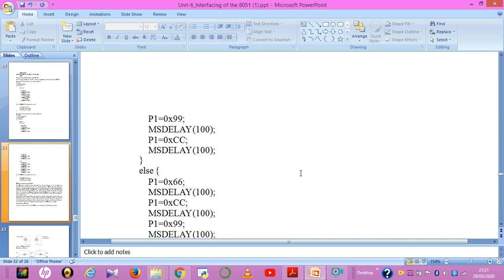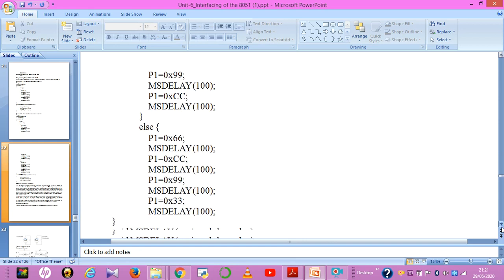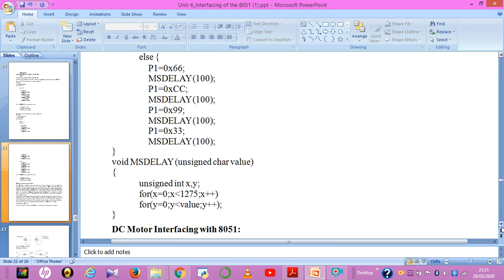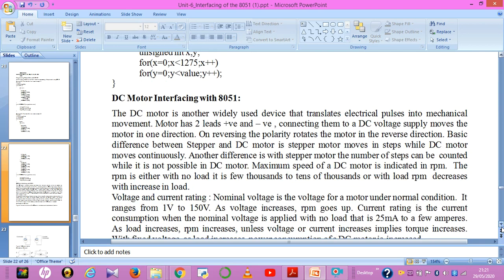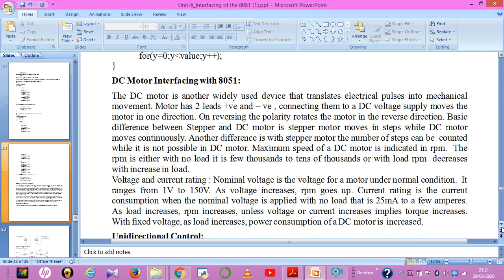If the same sequence is rotated in reverse, 66 CC 99 33 is for reverse. Same delay again. This is the way of rotating a stepper motor. Finally, the DC motor. The DC motor is a widely used device to translate electric pulses into mechanical pulses.